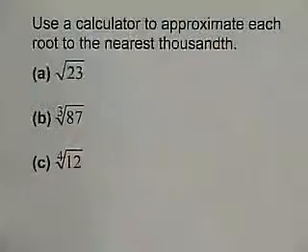What we're going to do now is use a calculator to approximate some roots. Here in this example, we're asked to use a calculator to approximate each root to the nearest thousandth. The first one is the square root of 23. The second example is the cube root of 87. And then the third example is the fourth root of 12.